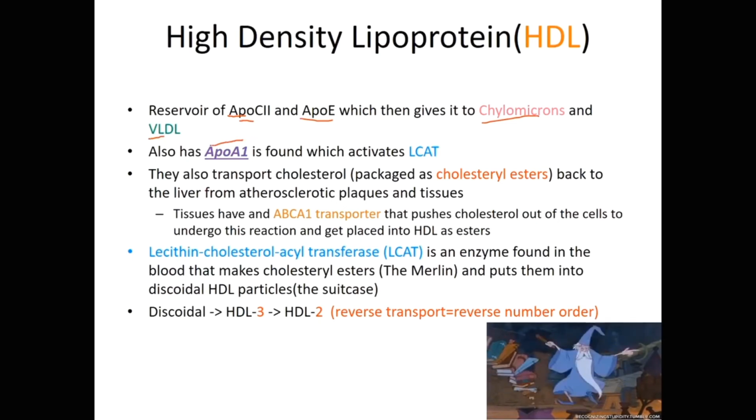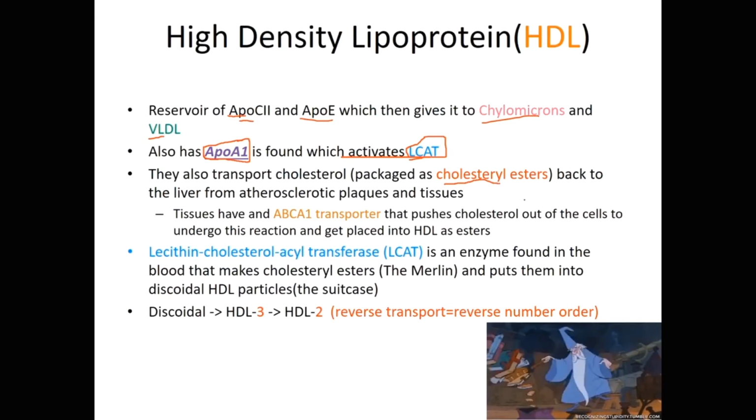This guy, HDL, actually carries its own little apoprotein. This is known as ApoA1, and this activates a very important enzyme known as LCAT. We'll be describing exactly where that comes into play. So it also transports cholesterol, but it doesn't transport it just as free cholesterol. It actually transports it as cholesterol esters.